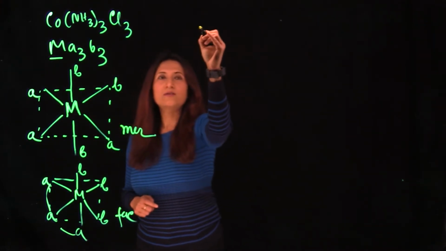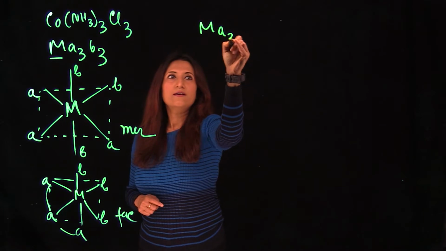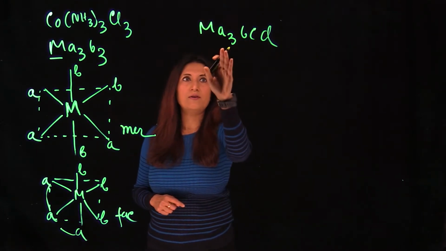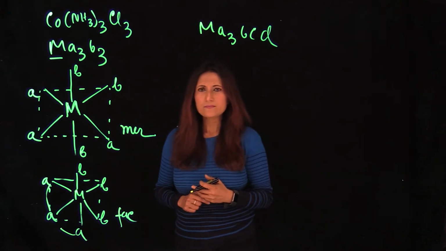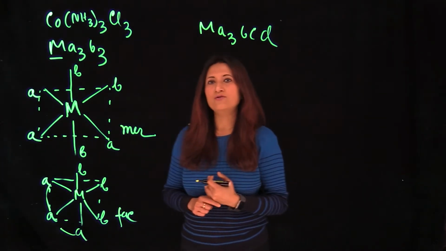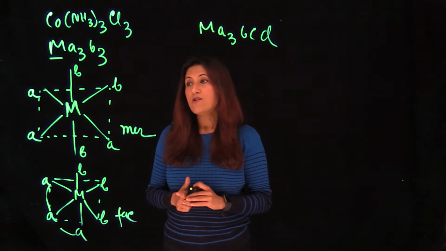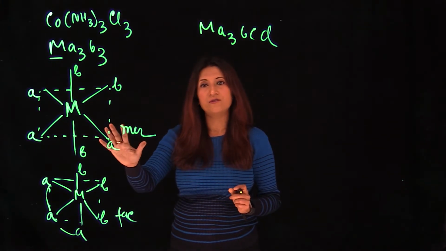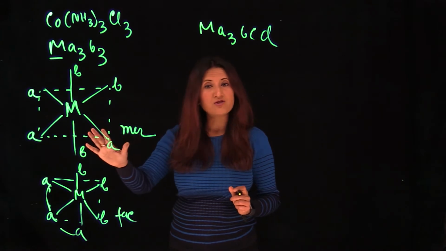The next one I would like to draw is a little bit more complicated. It's also an octahedral molecule, Ma3BCD. The question is, how can you draw the different stereoisomers? Remember, the moment you move the position of a ligand, it becomes a very different complex. The electronic structure is different.